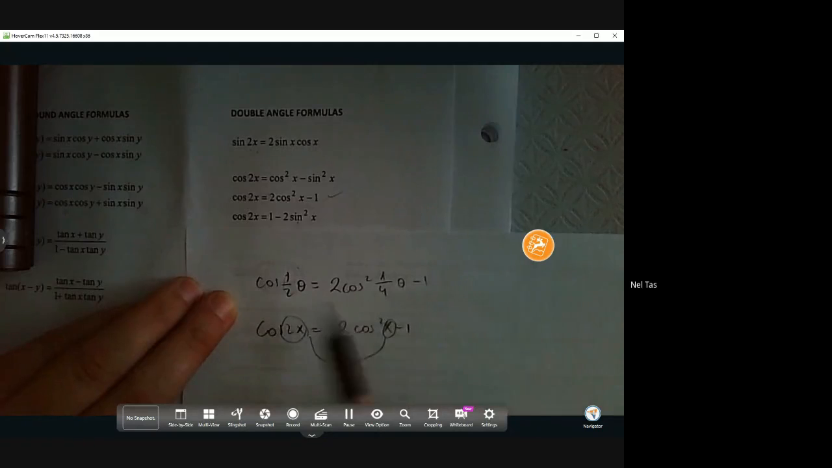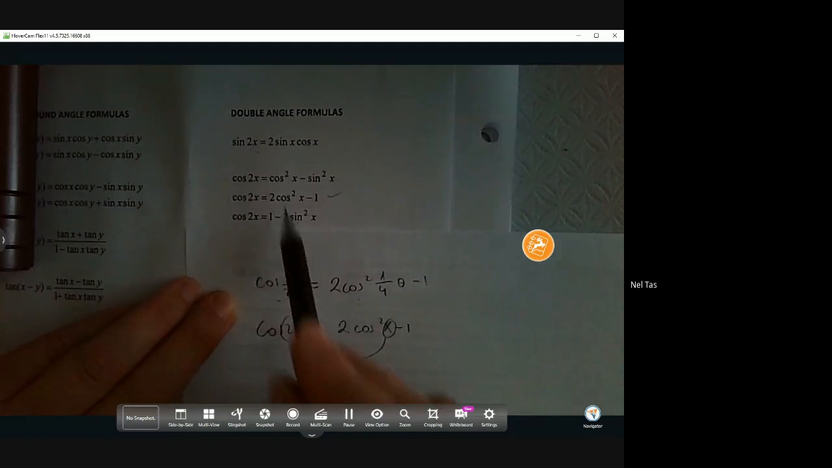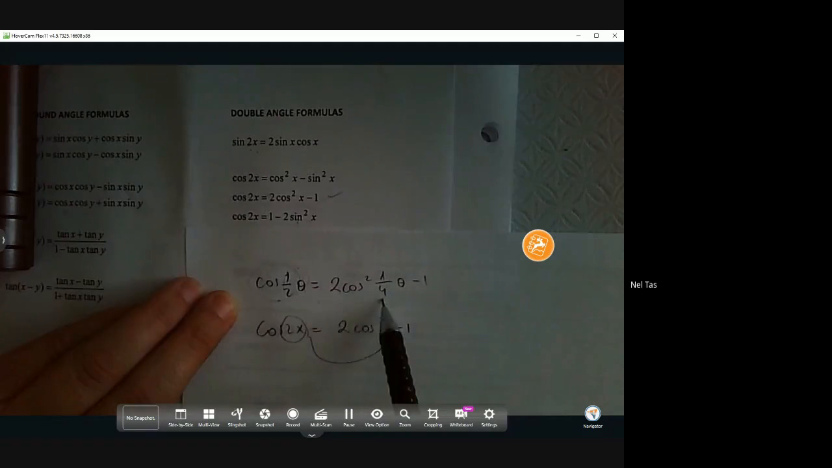So it looks like if I use this double angle formula this way, it is not helping me. Because to be able to calculate the exact value of cosine 1 over 2 theta, I should be able to write this in terms of cos theta or sine theta, because we already know what cos theta and sine theta are for this question. But if I apply it this way, then I end up with 1 over 4 theta. So this is not helping.